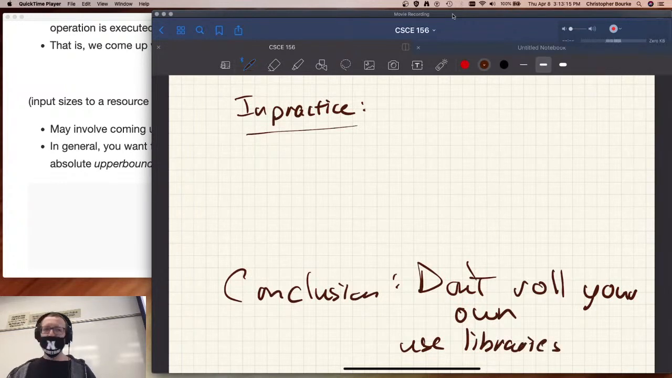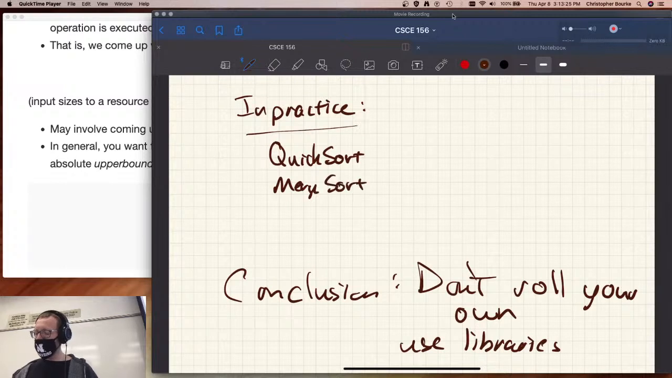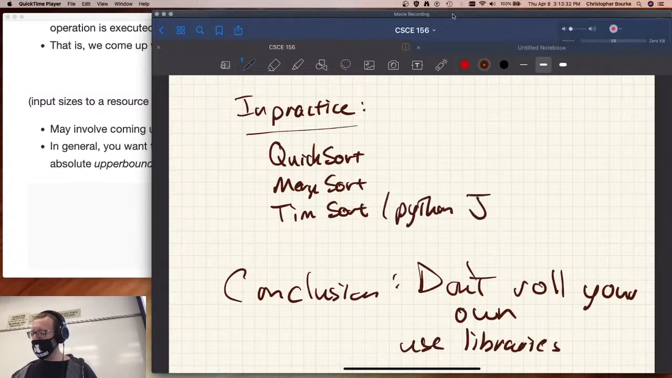All right. So what do the libraries use? Quick sort, merge sort. There's another one, Tim sort. That's Python and Java 8 and up, right?